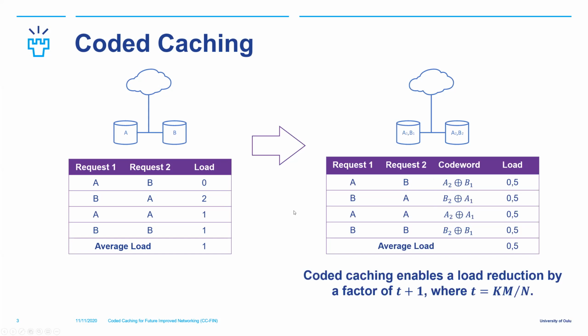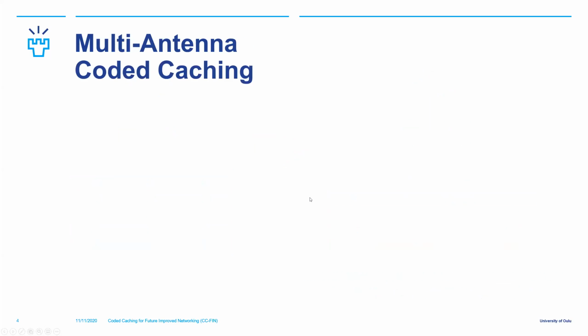In general, it is shown that coded caching enables a load reduction by a factor of T+1. T is the coded caching gain and is defined as KM over N. K is the number of users, M is the memory size of each user, and N is the number of files. So this gain can be quite a large value, and it depends on the total cache size in the network. It's dependent on the KM value.